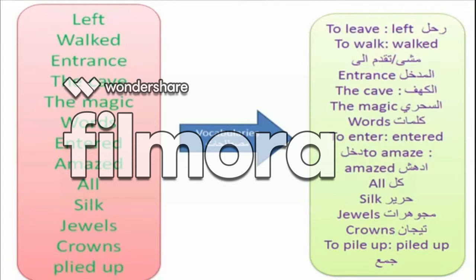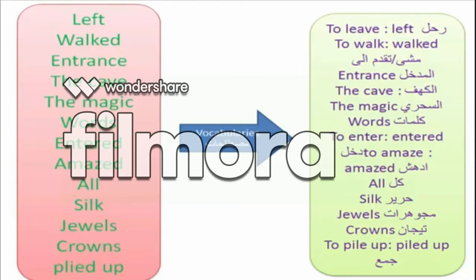مشى أو تقدم إلى الأمام. Entrance المدخل. Entrance. The cave الكهف. The magic سحري. Words كلمات. Word كلمة. To enter دخل. Entered. The past ed, regular verb. To amaze someone أدهش. Amazed, it is in the past. Amazed, we add ed.